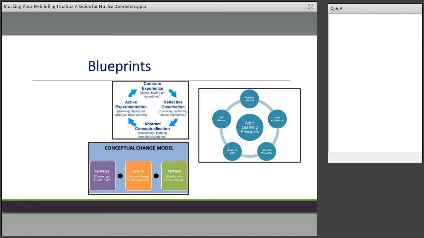So, some blueprints. We need some blueprints, and we need some engineering schematics and diagrams to make sure what we're building upon is done correctly. I think most of you should be familiar with these two, Kolb's experiential learning cycle and the principles of adult learning, but this might be a new one to some of you. It's one I've just been introduced to in the last couple of years: Lewin and Schein's conceptual change model.